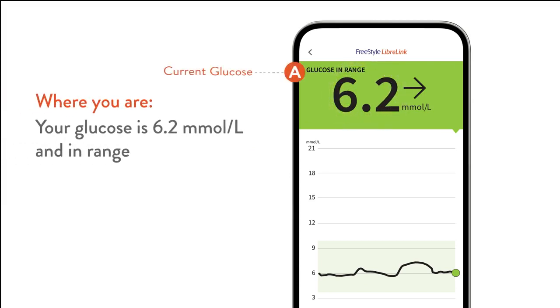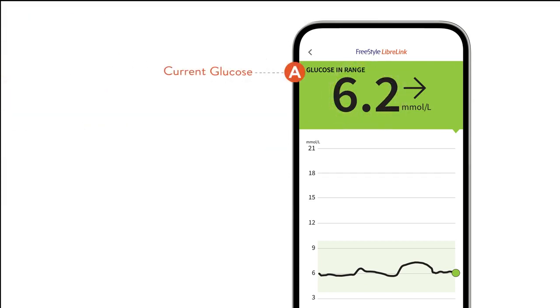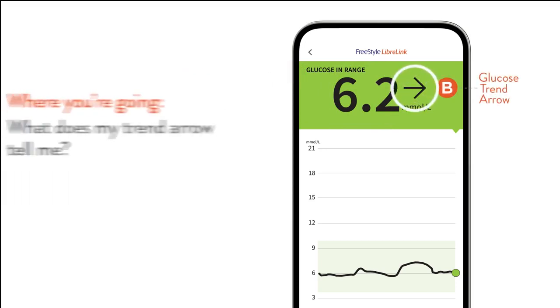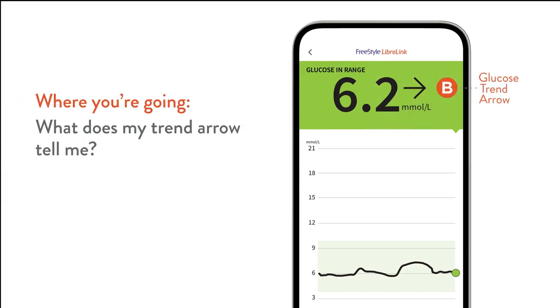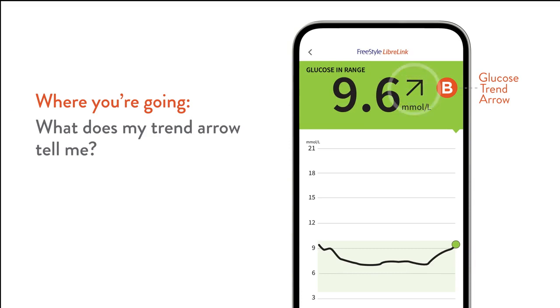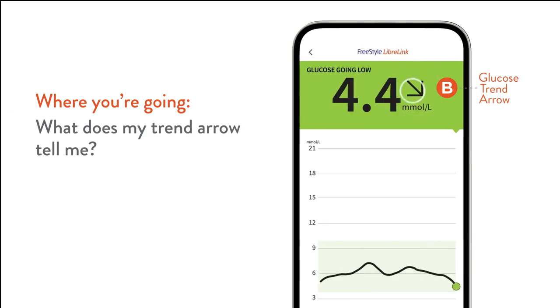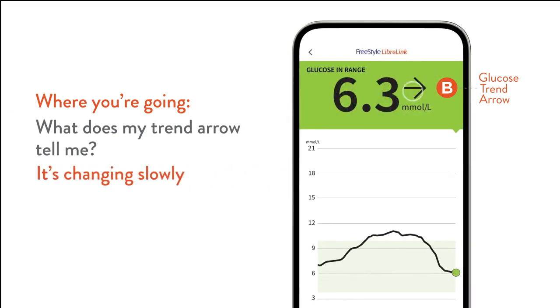Your current glucose reading tells you where you are. The trend arrow tells you where you're going. Ask yourself, are your readings rising, changing slowly, or falling? Here, you can see it's changing slowly.